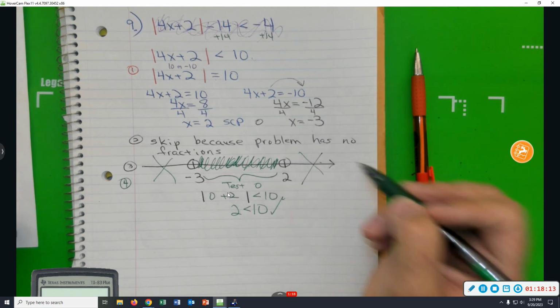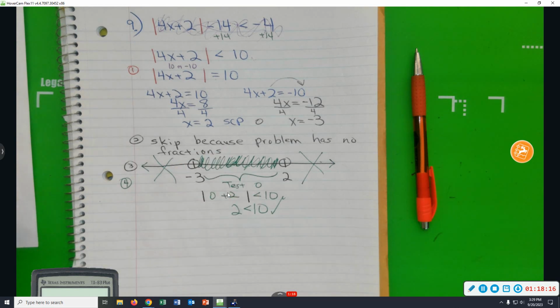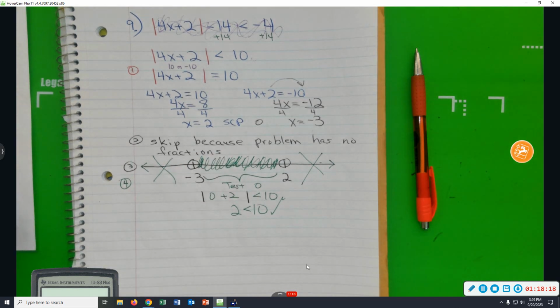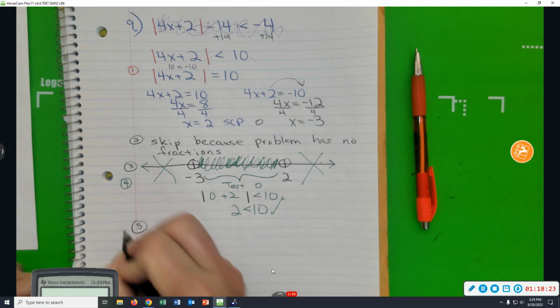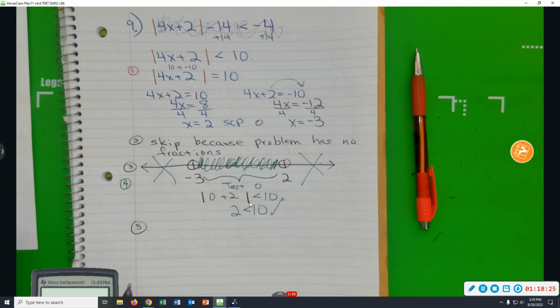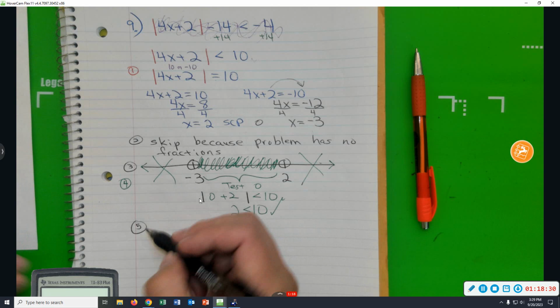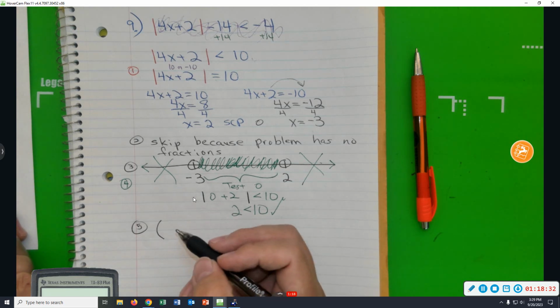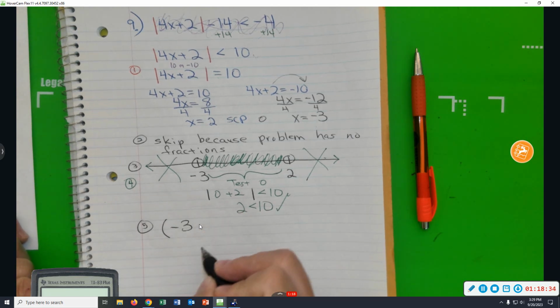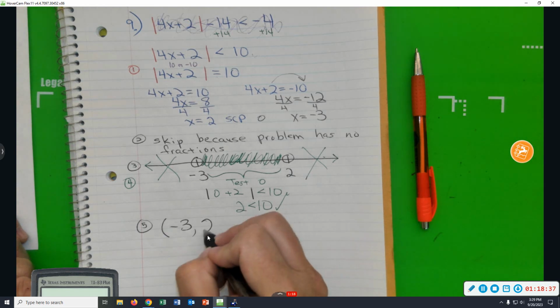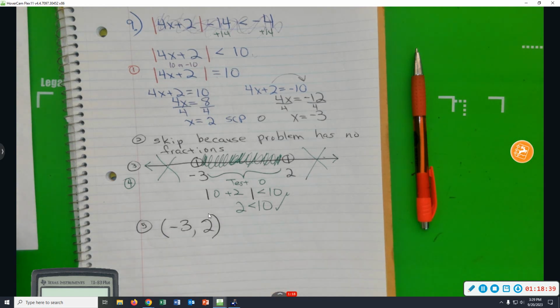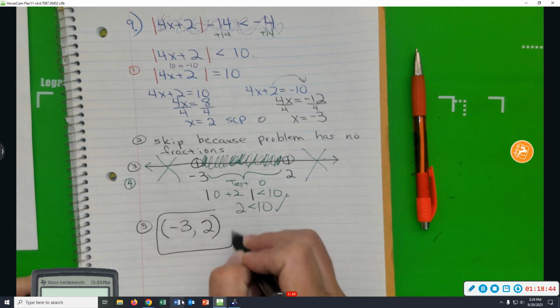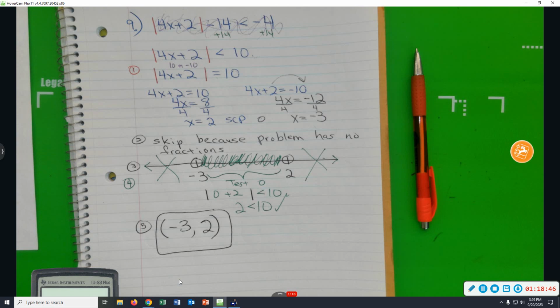Cross out. Are we going to have any infinities or negative infinities in our answer? No. Call it out. This is step number 5. Call it out as if you were typing it in. Parentheses, negative 3, comma, 2. Are we going to use a union? No, there's only one interval. Any questions there?